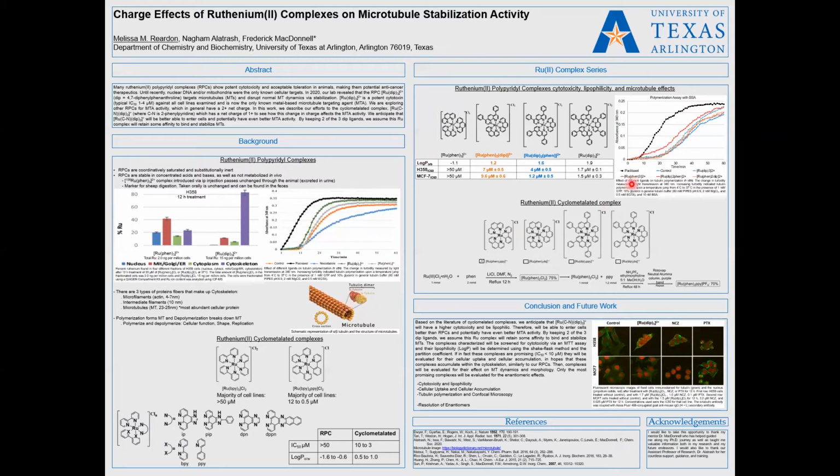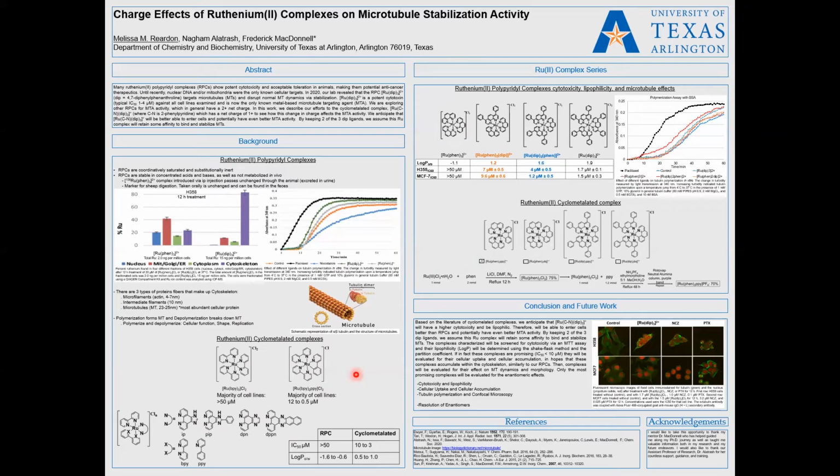So we've been investigating these +2 RPC complexes, and they have been shown to still interact with microtubule dynamics. Now, Ruthenium polypyridyl complexes can be changed to cyclometallated complexes, which means that instead of having this nitrogen group here, you change one to a carbon. Now, different people have shown that this can enhance the cytotoxicity.